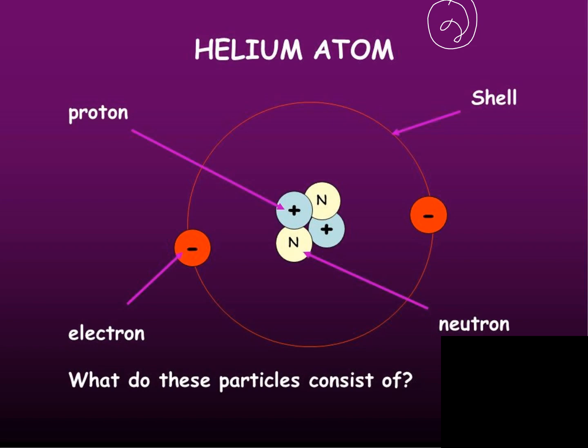So again, this has been classified by different people. Bohr and Newton classified on the basis of atomic number. J.J. Thomson classified differently, and Marshall classified differently.